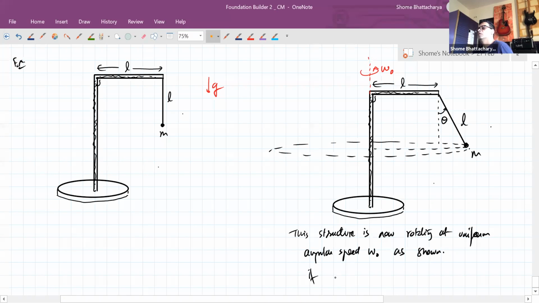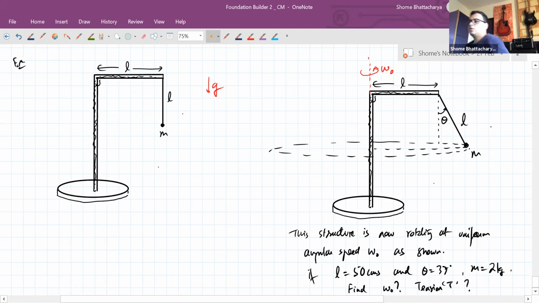So if L is equal to 50 centimeters and theta is equal to 37 degrees and the mass of the particle is 2 kg, find the angular speed omega naught and the tension in the thread. How much is the tension in the thread? So this is the final problem we'll solve for today and understand the application of centrifugal force through this problem only. So just try this out.